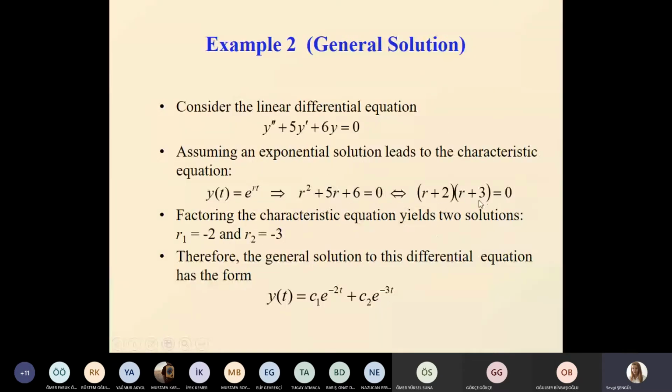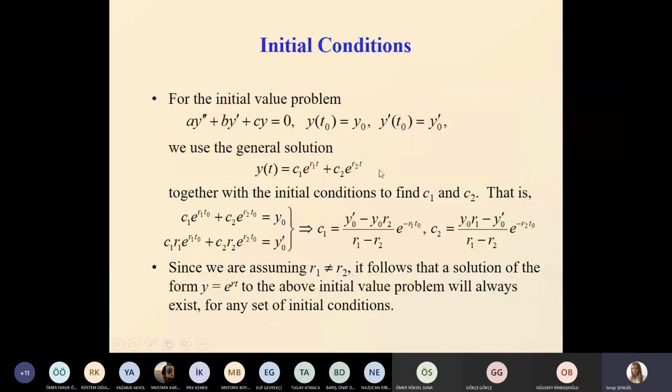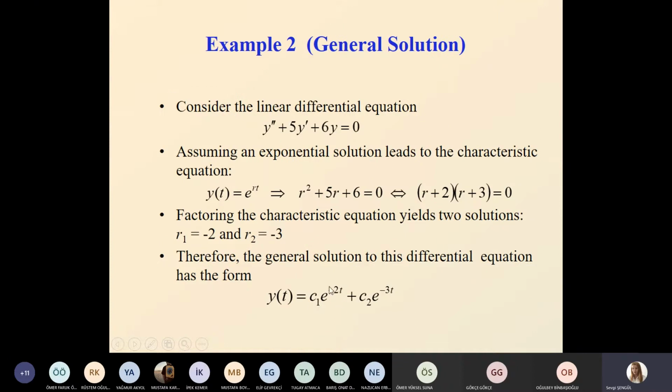So once you factor it out, you know that the roots are minus 2, minus 3. If the roots are minus 2, minus 3, we know that our general solution is in that form: C1 e to the first root t plus C2 e to the second root t. So the first root is minus 2, the second root is minus 3: C1 e to the minus 2t plus C2 e to the minus 3t. This is the general solution of your differential equation. As you can see, it is so easy. Just write the characteristic equation, find the roots, put them as the power of the exponential. Okay?